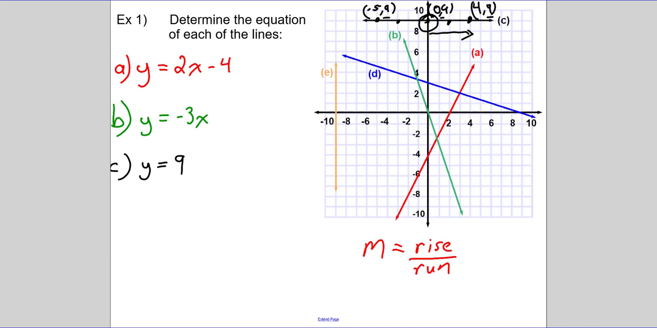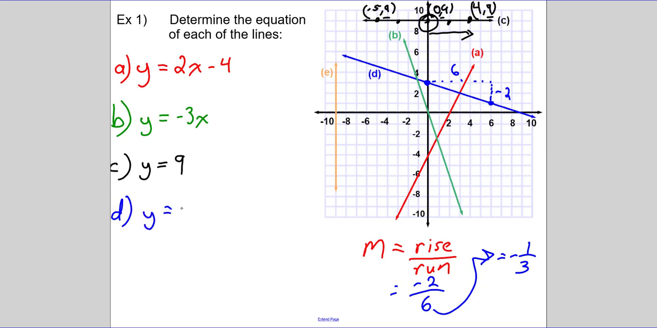Let's look at D now. So for D, this is a little bit more like the first two that we looked at. So again, I'm going to choose 2 points. This appears to be a nice point here, and this one right here. So for this one, I'm going over 6 and down 2. So my rise is -2 and my run is 6. So -2 over 6, we should reduce that fraction. So that is -1/3, and there's my slope.